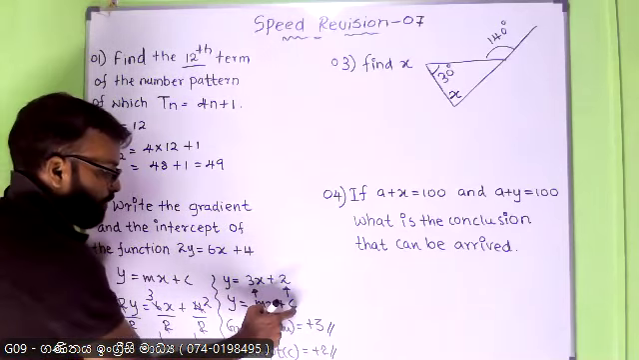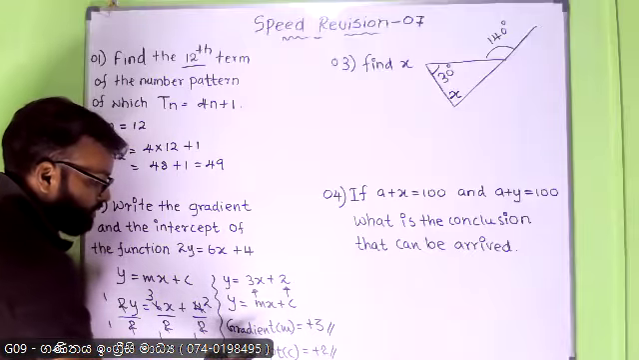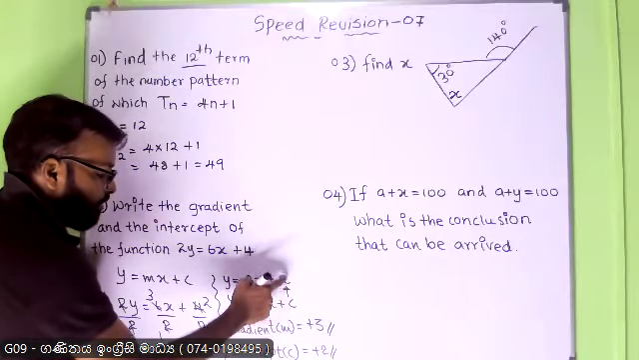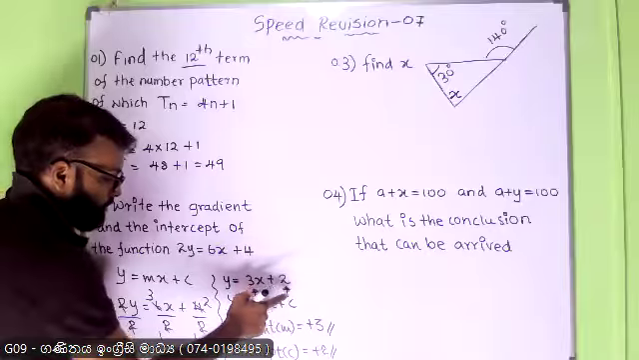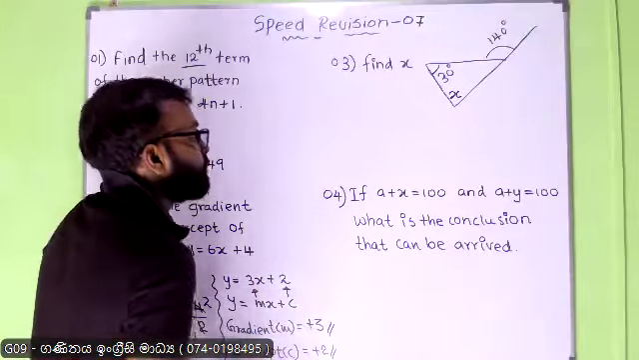y equals mx plus c. This is your graph. m is called the gradient, c is called the intercept, where the graph crosses the y axis, right? It is called the intercept, right? Positive 3 and positive 2.